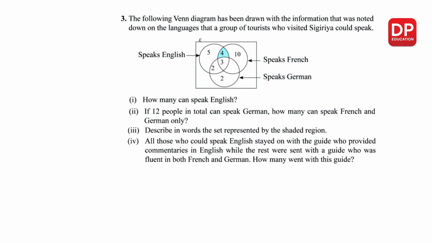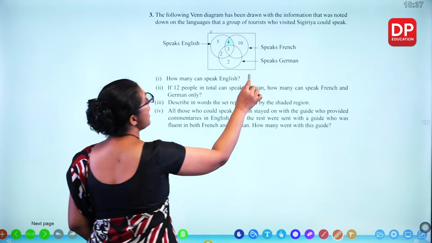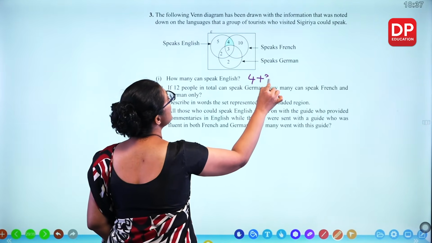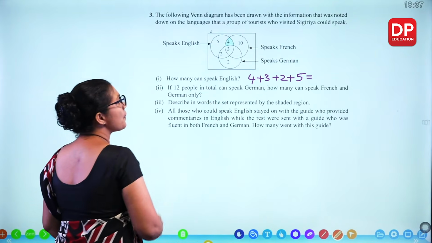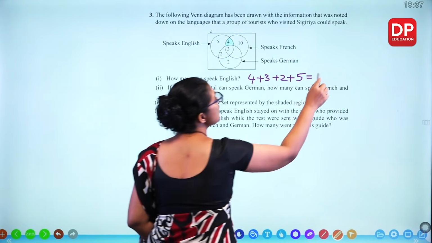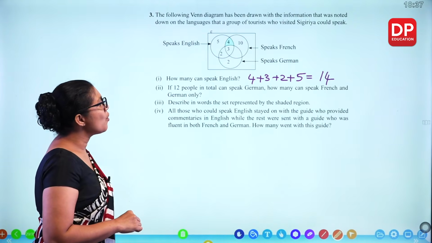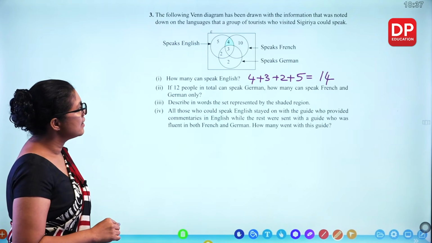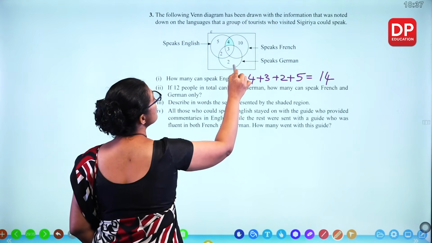How many can speak English? So English is this circle. So we can add 4 plus 3 plus 2 plus 5. 14. Second part, if 12 people in total can speak German, so this whole circle is 12.